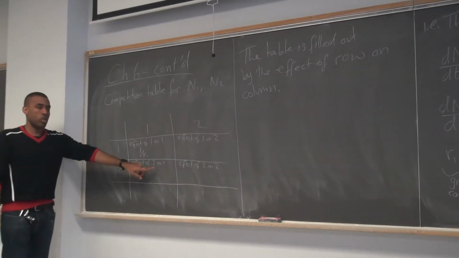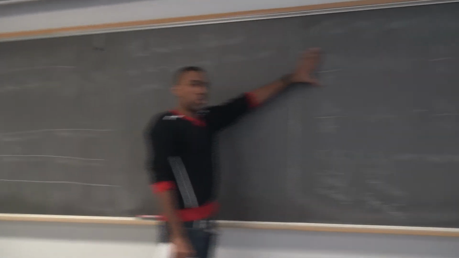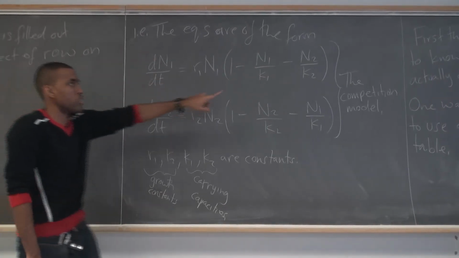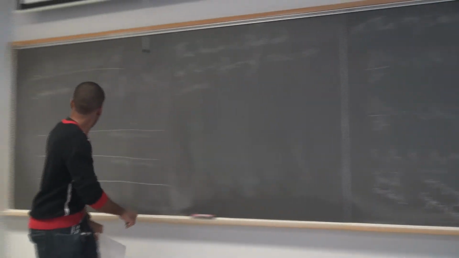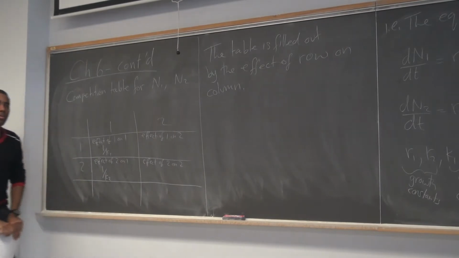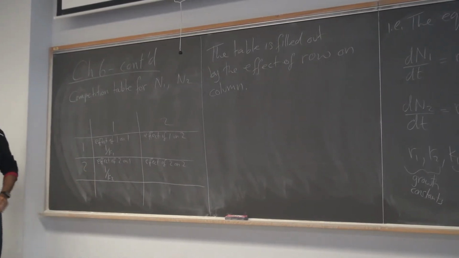How does 2 affect 1? What's the effect of 2 on 1? Well, you look in the growth rate for species 1, and then you look, how is N2 affecting this? Well, it's affecting it by the factor 1 over K2. So here I would put 1 over K2. Because the N2 in the N1's equation is decreasing it by that factor.